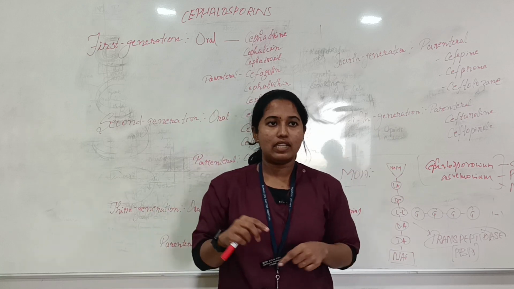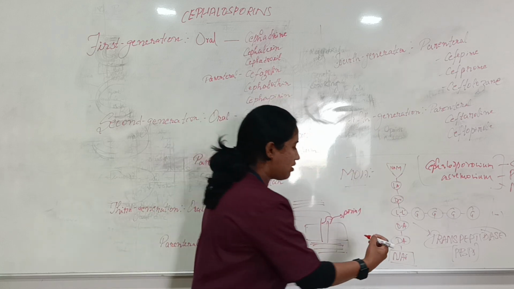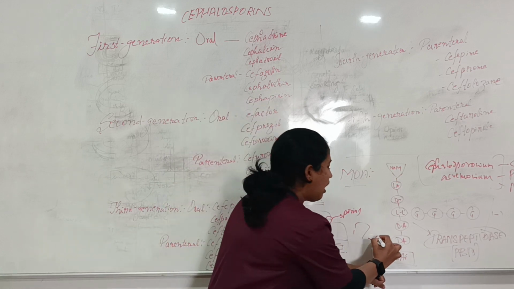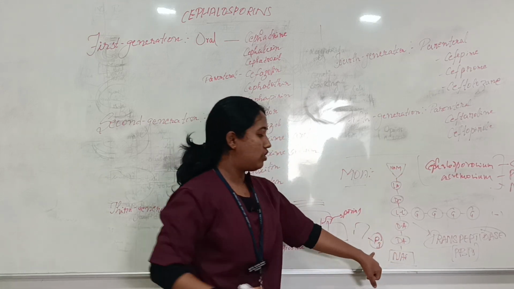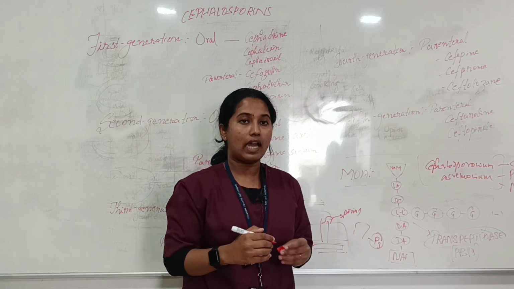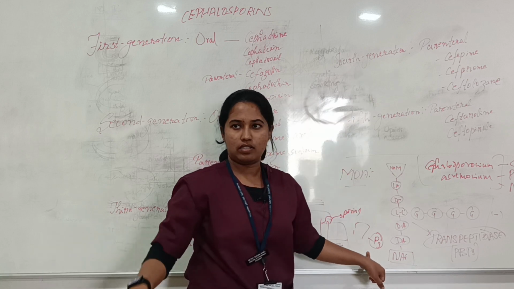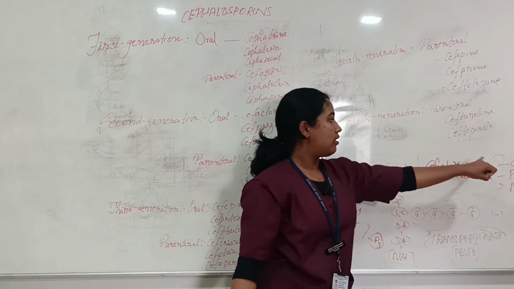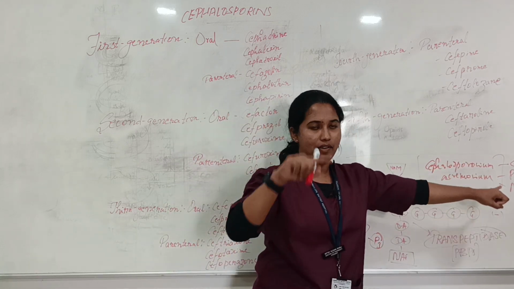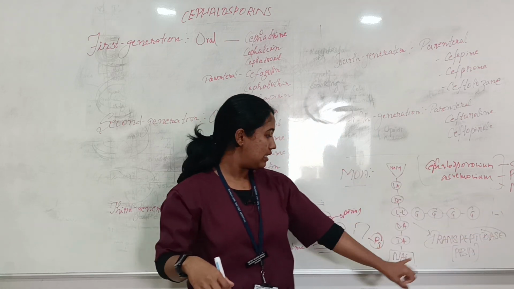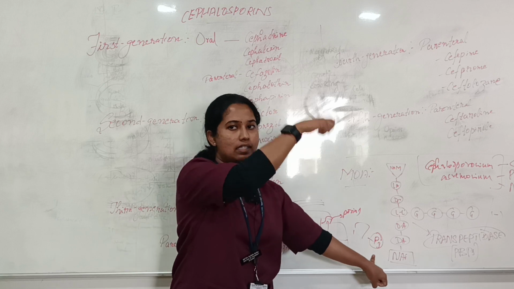Then in the beta-lactam ring, there is a 3rd position, somewhere towards this side, like R3 or something. This position is known to cause changes in the pharmacokinetic properties. Because of the changes in the 7th position, we got cephalosporin, which is different from penicillin. And because of the changes in this R3 position, we got all these generations.